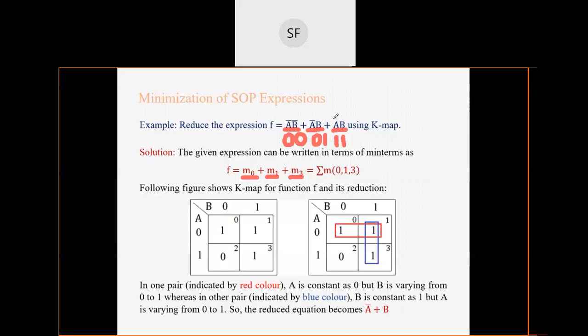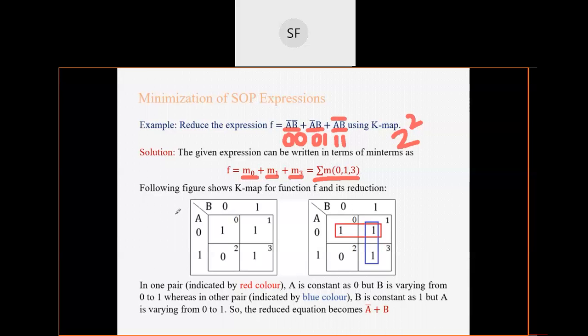We understood that this is a 2 variable function. So total possible min terms will be 2 raised to power 2, that is 4, right? Now again we can represent it like this. This is nothing but the summation of all the min terms. These min terms are 0, 1 and 3.